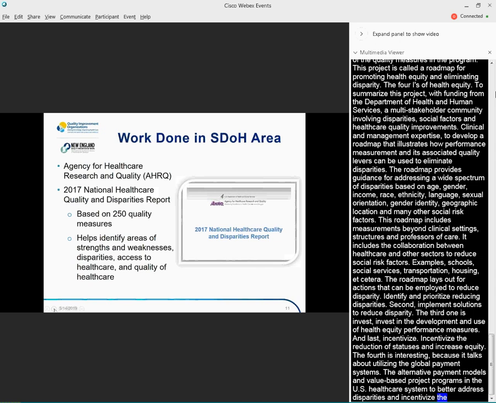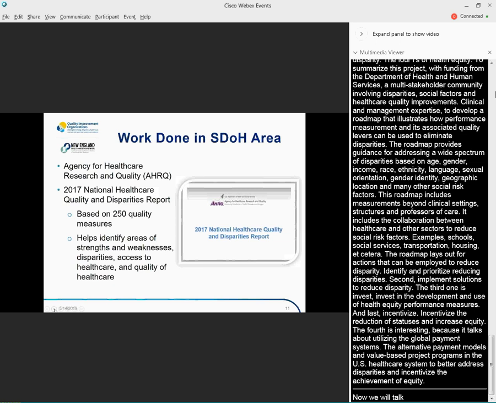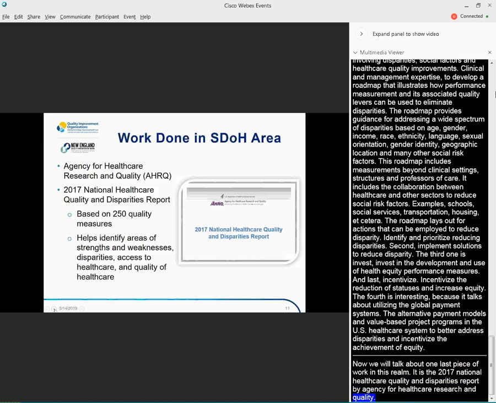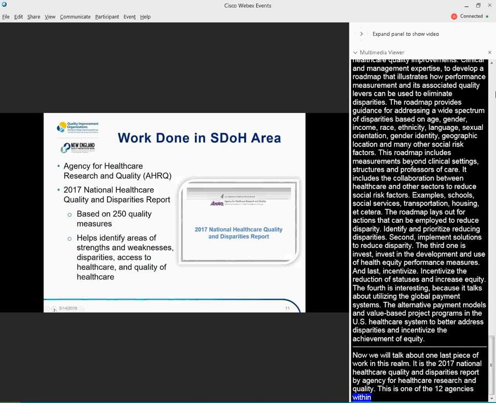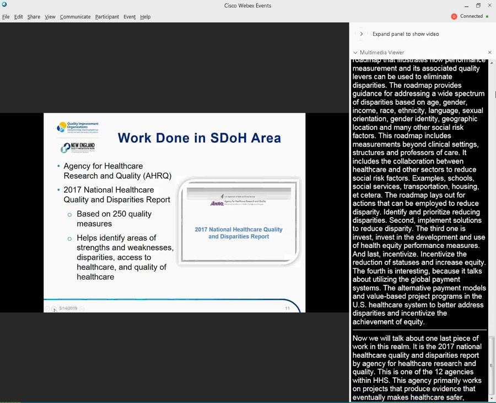And now we will talk about one last piece of work in this realm. It is the 2017 National Healthcare Quality and Disparities Report by the Agency for Healthcare Research and Quality, AHRQ, pronounced as ARC. Now, this is one of the 12 agencies within HHS. This agency primarily works on projects that produce evidence which eventually help make healthcare safer, implement higher quality of care, make healthcare more accessible, equitable, and affordable.